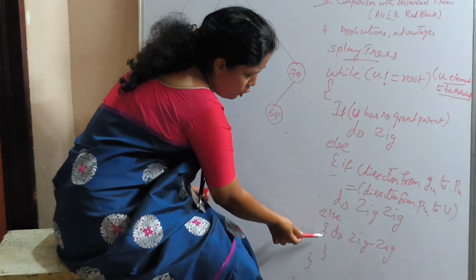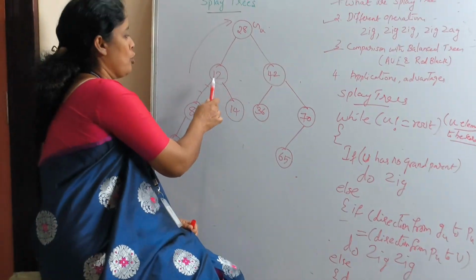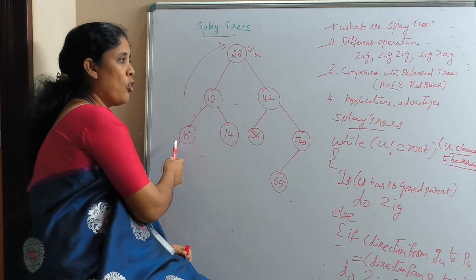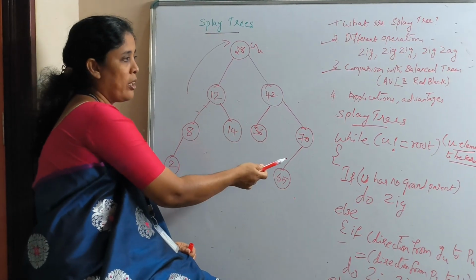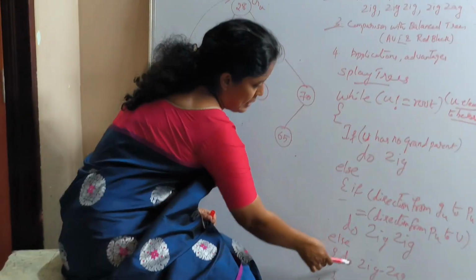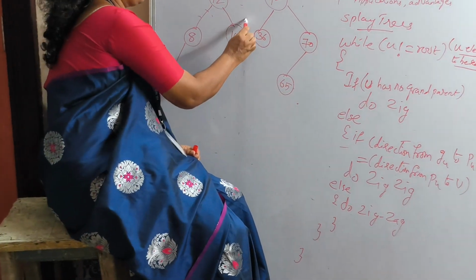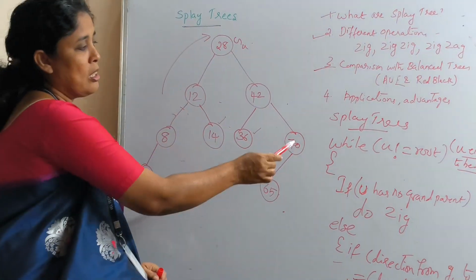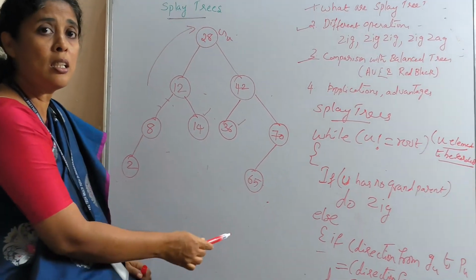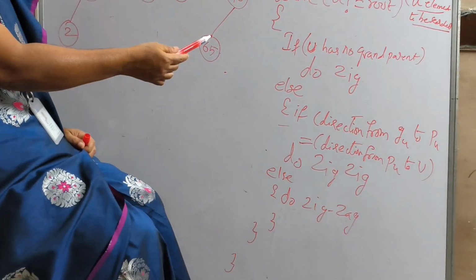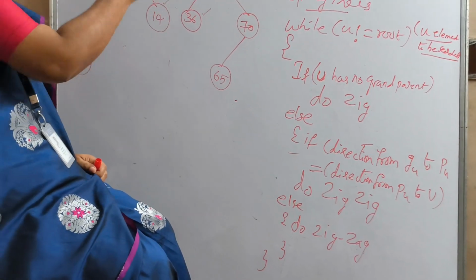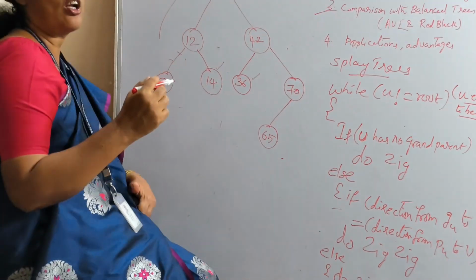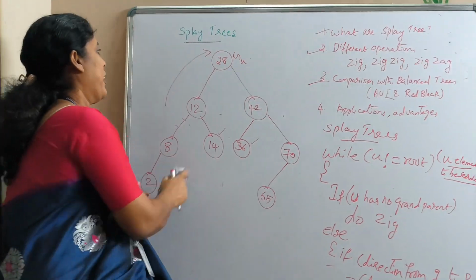Else do zigzag. So if it is not the left child, or if it is not the right child, if it is not the grandchild of left or right, then we go in for zigzag. That is this one or this one. Then we do zigzag and come out. So these steps will help you to easily remember how splaying is done, how the element is brought to the root position. Now coming to the time complexity of the SPLAY trees.